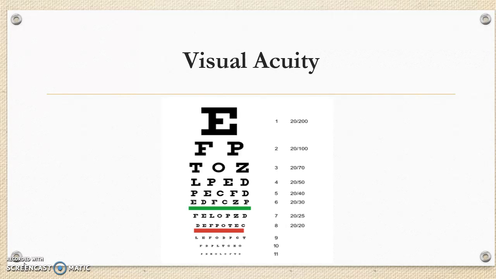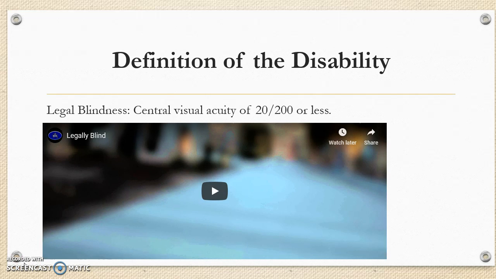Now I'm going to talk about the differences between legal blindness, functional blindness, and low vision, which is also called partially sighted. A person that is legally blind has visual acuity of 20/200 or less in the better eye, even with glasses. Someone with legal blindness might have some usable vision. Here's a brief clip of what a legally blind person might see.